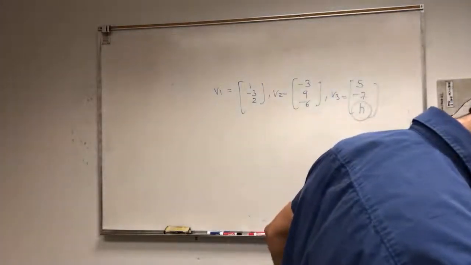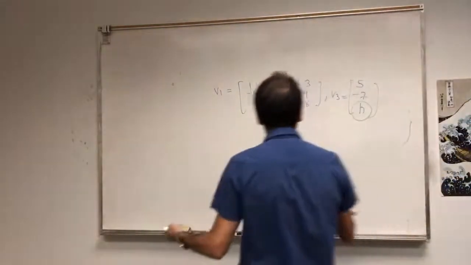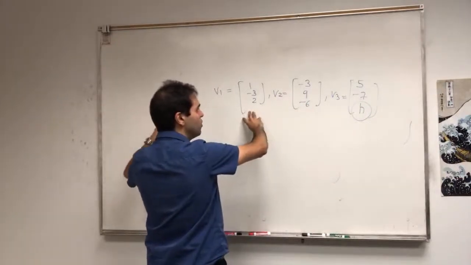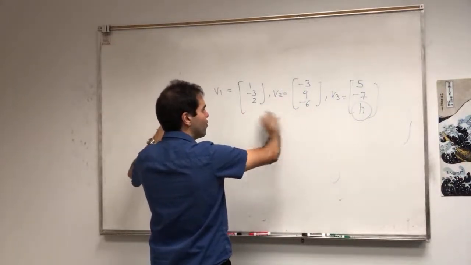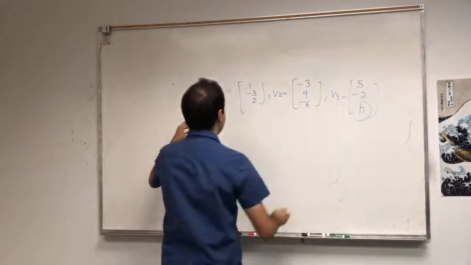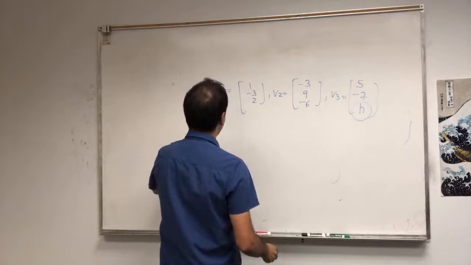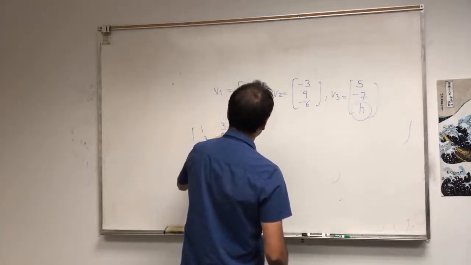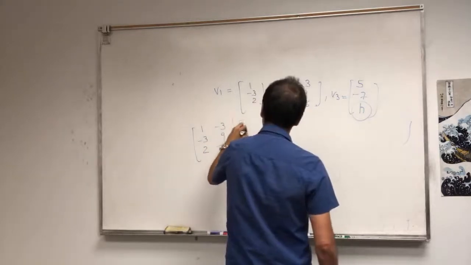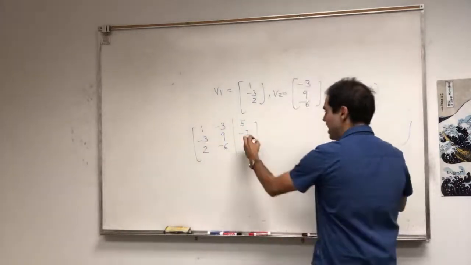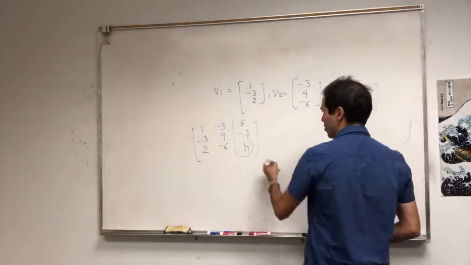And let me just check. Yeah. And, just as I said a second ago, what you have to do is figure out for which h the system AX equals B is consistent. So take 1, minus 3, 2. Minus 3, 9, minus 6. 5, minus 7, h. And you want to just figure out for which h this system has a solution.